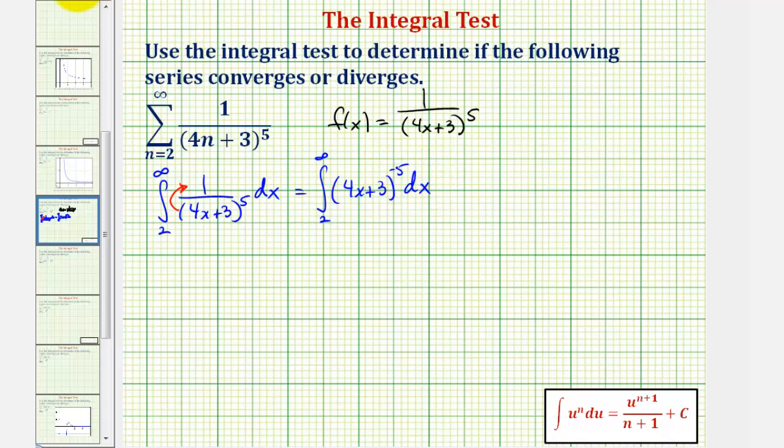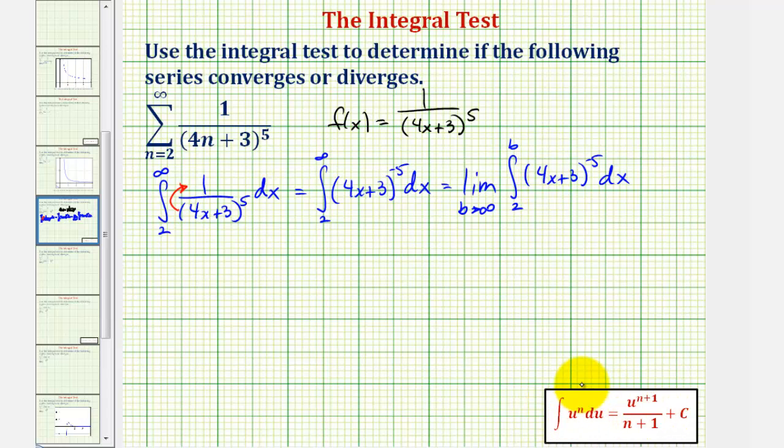We have an improper integral, so we'll write this as a limit. We'll have the limit as b approaches infinity of the integral from 2 to b of the quantity 4x plus 3 to the negative fifth integrated with respect to x. We'll be applying this integration formula here.